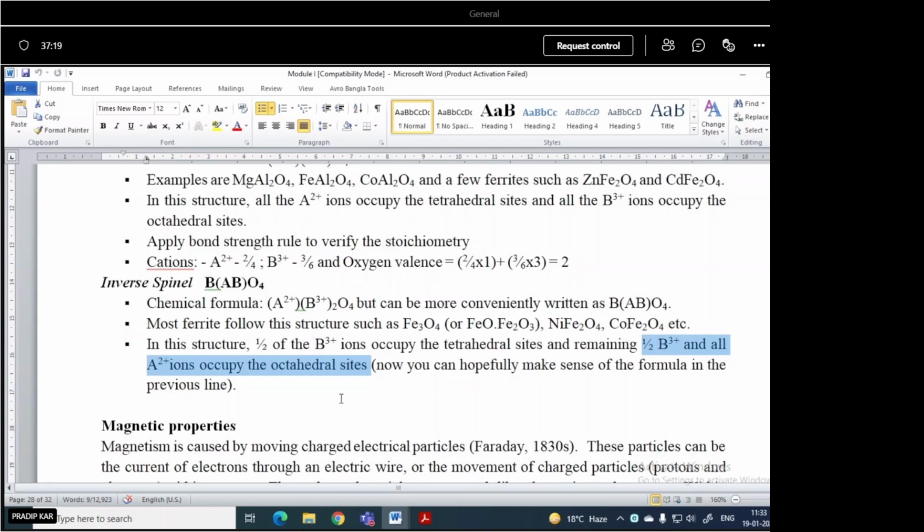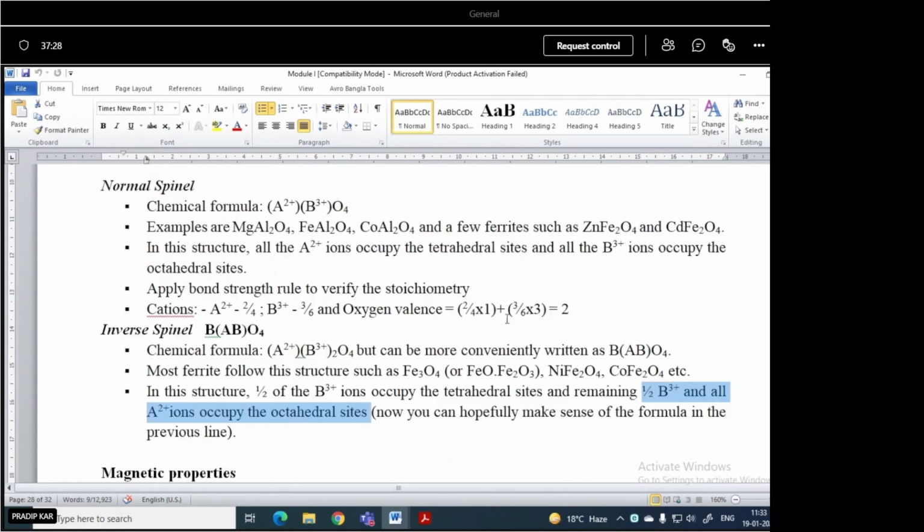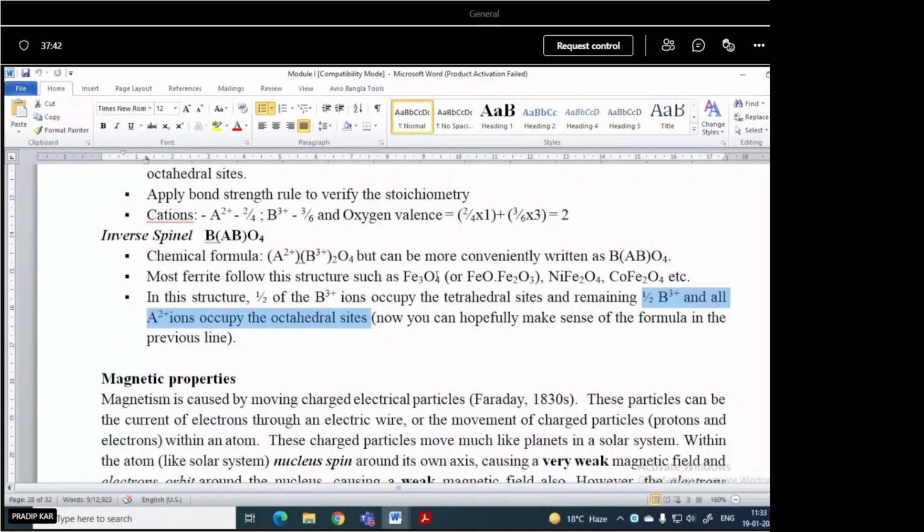So for the splitting, you have to calculate the energy, and you can see which one is more stable. If normal spinel is stable, it will form the normal spinel. If inverse spinel has the lower energy, it will form the inverse spinel. Examples of inverse spinel formation are FeO·Fe2O3, Fe3O4, this is rust, and NiFe2O4, CoFe2O4. Those are the common inverse spinels.